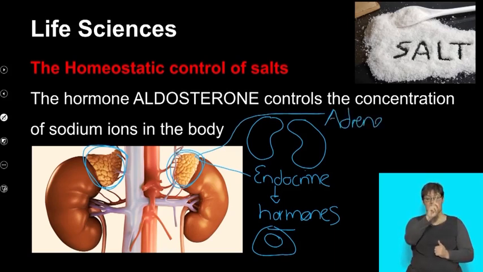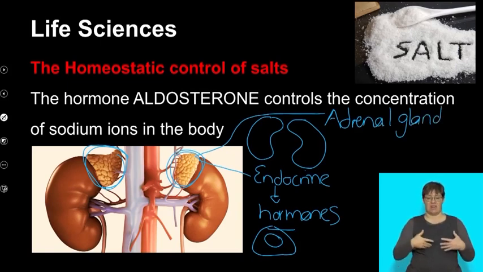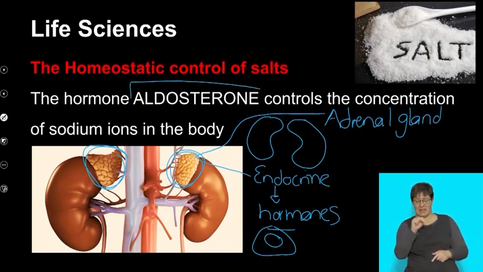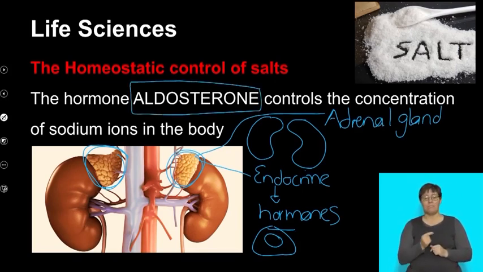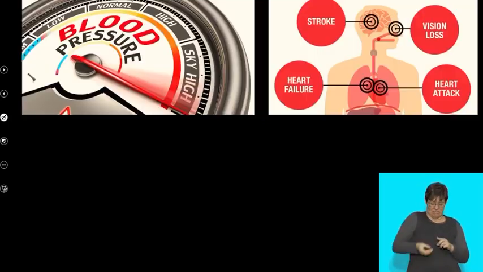Adrenal gland, and I'm sure you're right. Yes, it secretes adrenaline, right? Our fight or flight one. But we're very much interested in this second hormone. It's called aldosterone, and it balances our salt. Look how close it is to the kidney, right? Very close to the kidney.